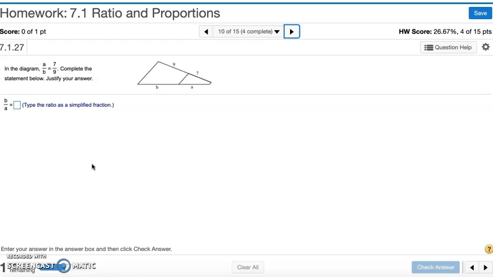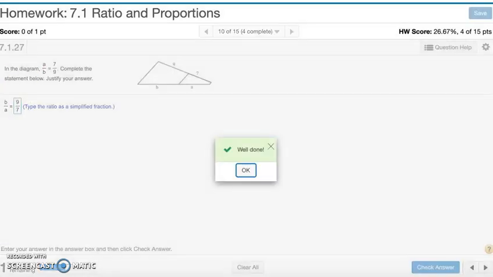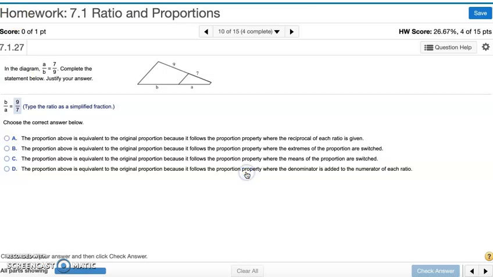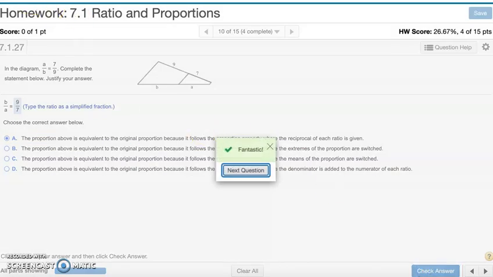Number 10, it says in the diagram A over B equals 7 over 9. Complete the statement below and justify your answer. So when we have B over A, flipping this upside down, it is asking you to rewrite the second part too. So that will be 9 over 7. Flip it upside down. And my justification for it is that it's a reciprocal, so that would be A. The proportion above is equivalent to the original proportion because it follows the proportion property where the reciprocal of each ratio is given. And that's number 10.